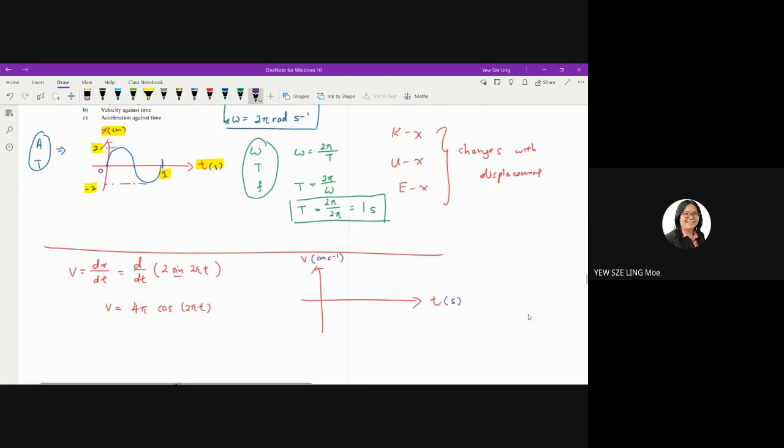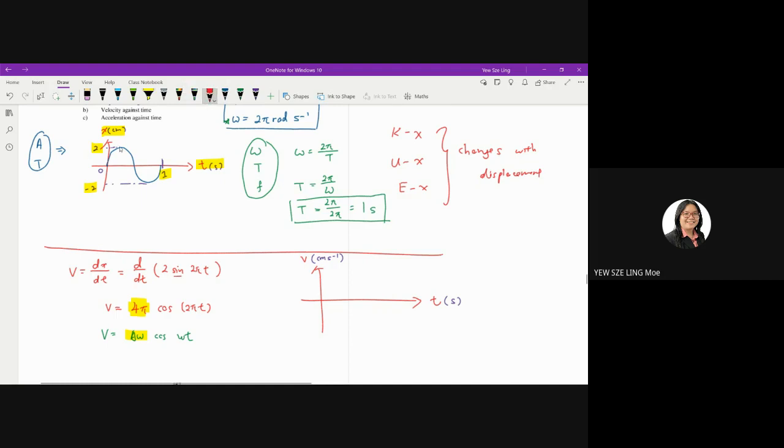Now the next part. I want you to take note. This is where students always get it wrong. When it comes to the v against t graph, the maximum value is no longer A. A just represents maximum displacement. In the graph of x against t, we have A equals 2. When it comes to the v against t graph, the maximum value that we put along the y-axis is A omega, which is 4 pi. So the general equation is v equals A omega cos omega t. Now you are looking at velocity.